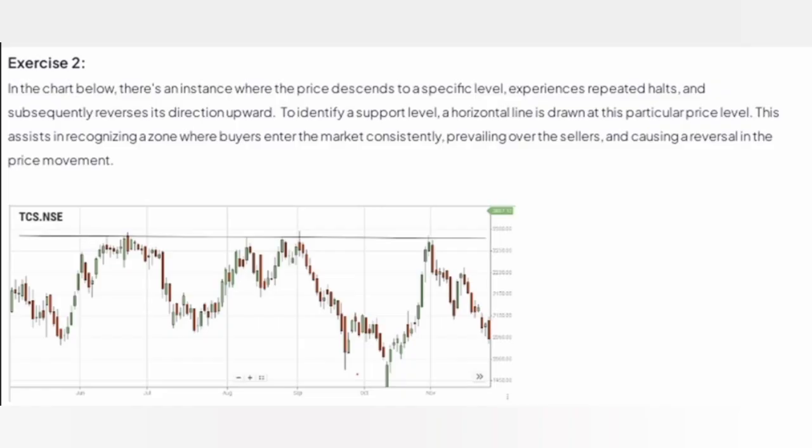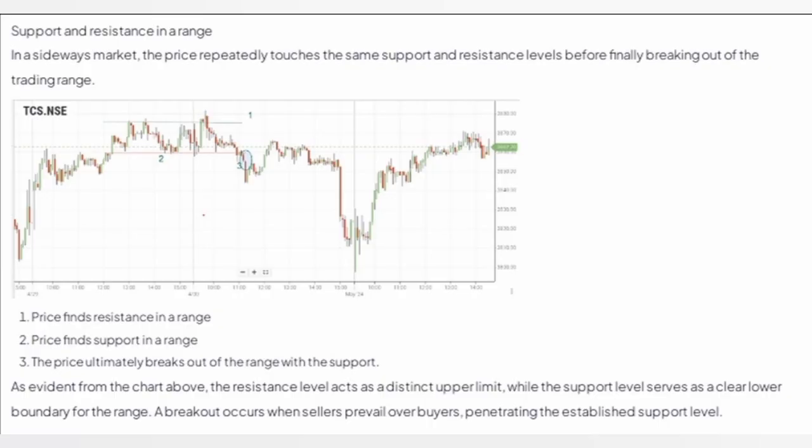In the chart below, there's an instance where the price descends to a specific level, experiences repeated halts, and subsequently reverses its direction upward. To identify a support level, a horizontal line is drawn at this particular price level. This assists in recognizing a zone where buyers enter the market consistently, prevailing over the sellers, and causing a reversal in the price movement.